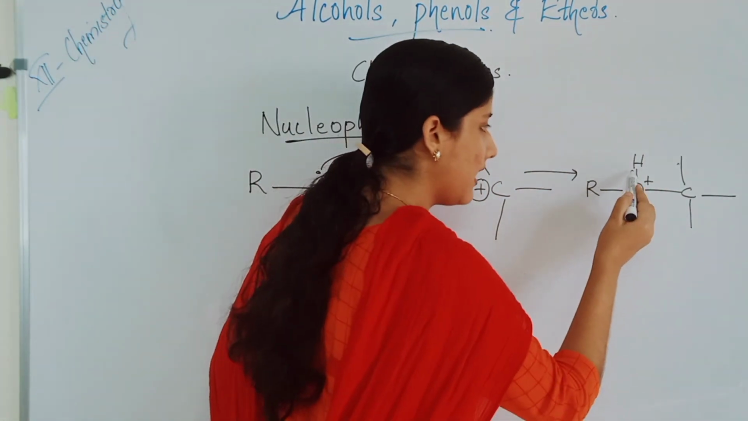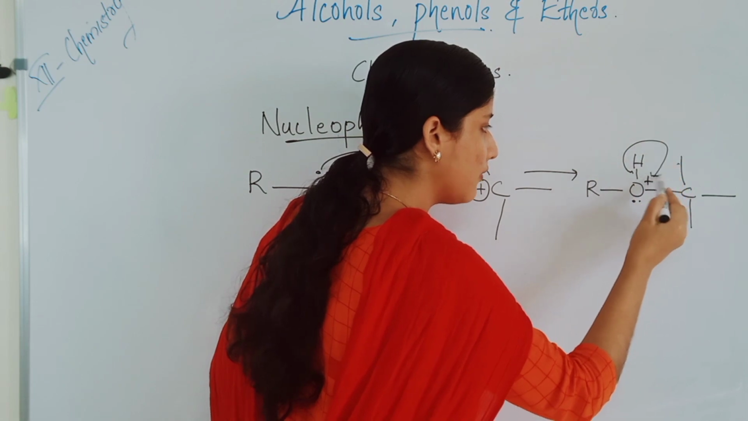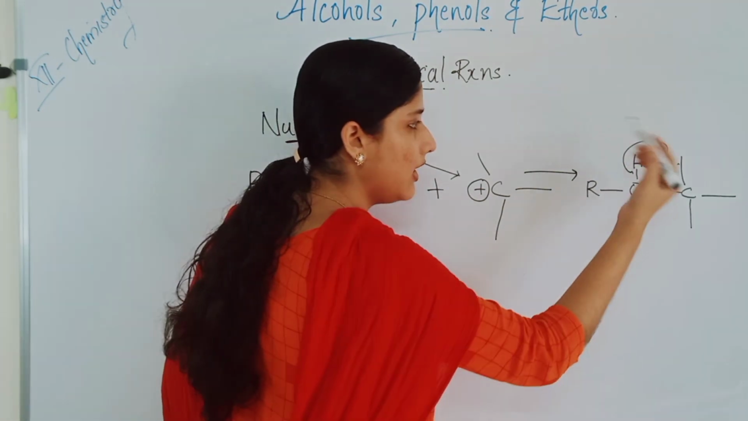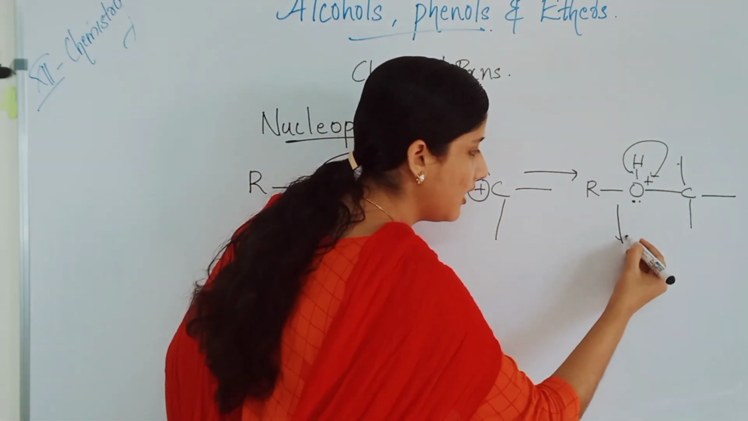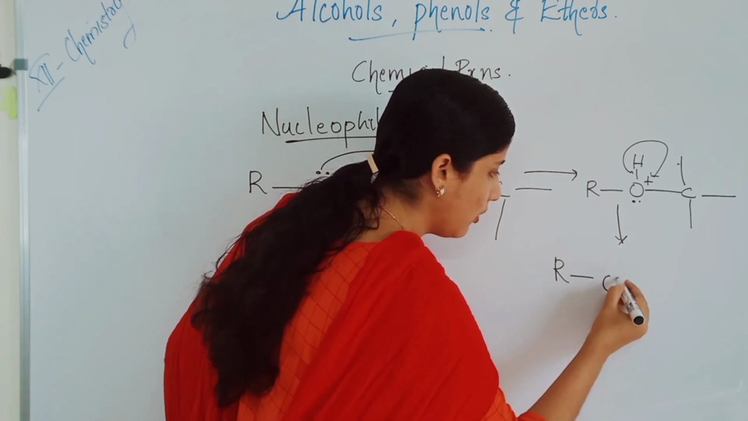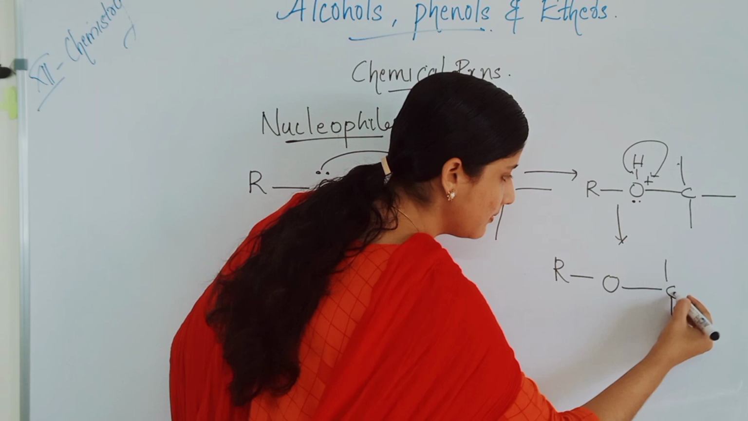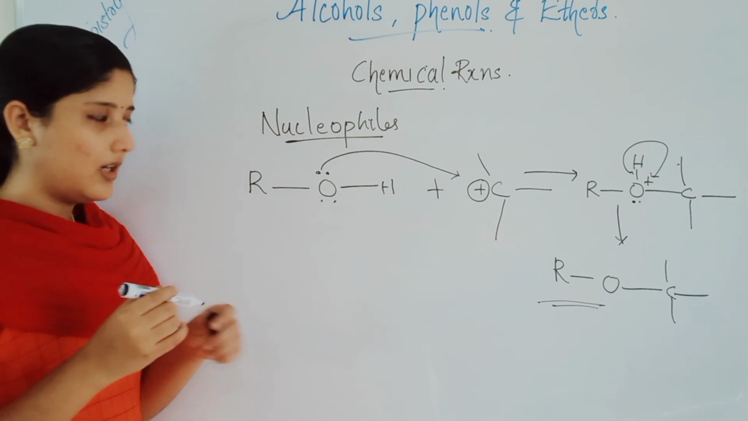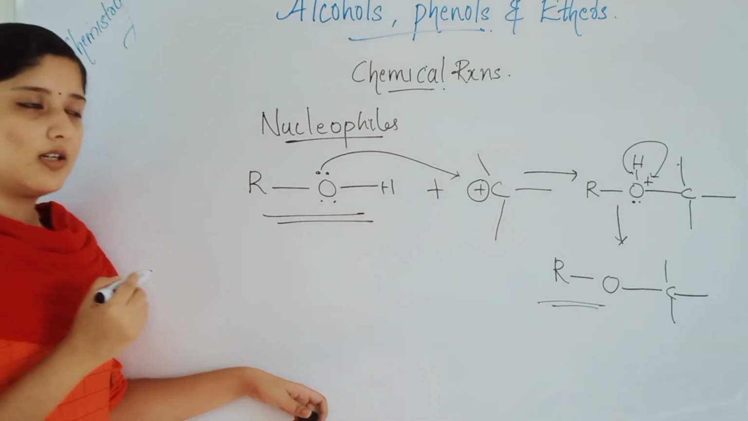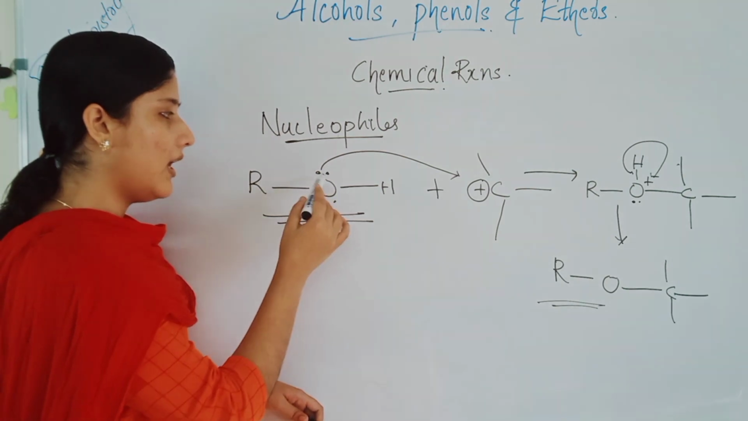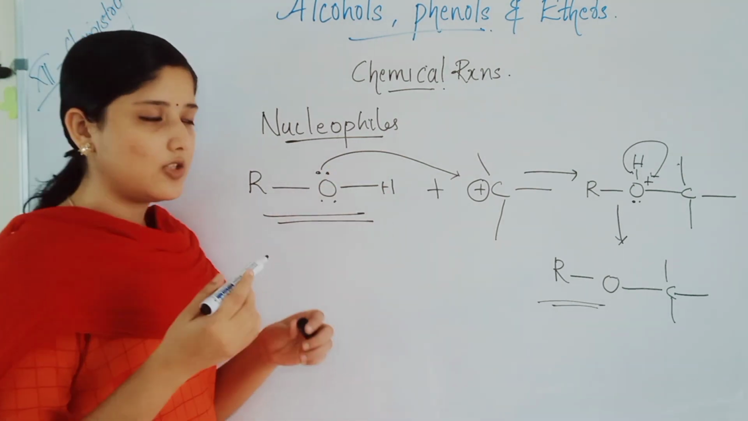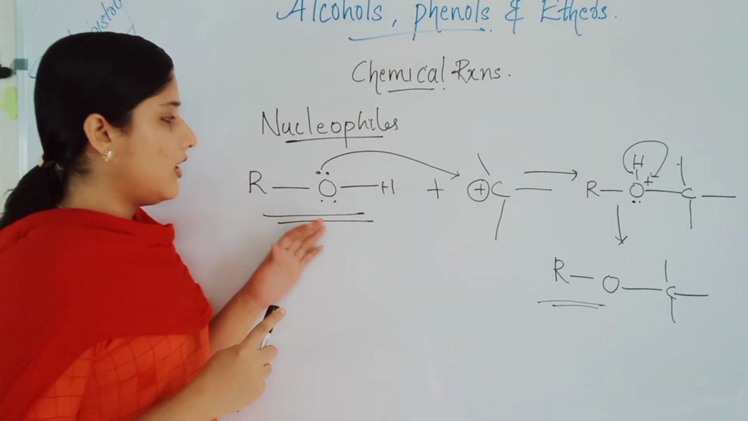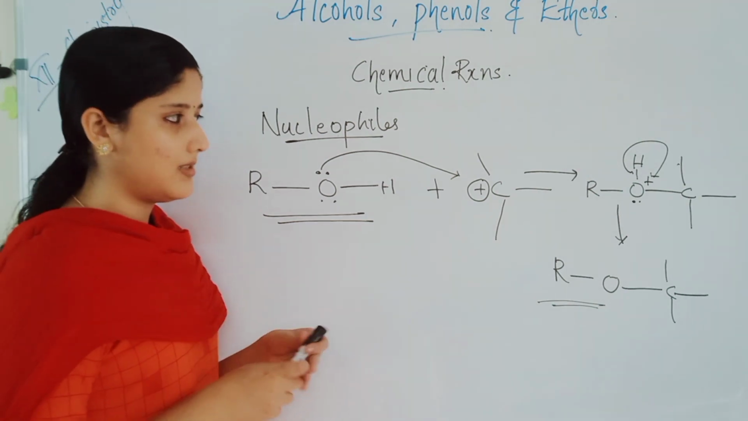And the next step is that the hydrogen will leave, donating its electron pair. Hydrogen will leave as H plus, and here you will get ROC. This is how in a chemical reaction alcohols act as nucleophiles. The electron pair on the oxygen will attack an electrophile, that is an electron deficient carbon. In this way, the alcohols act as nucleophiles.